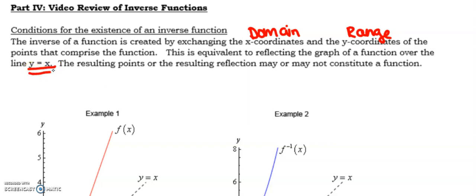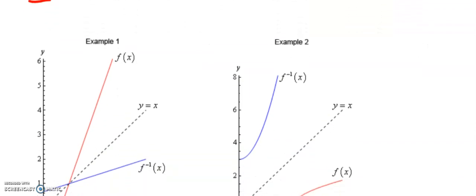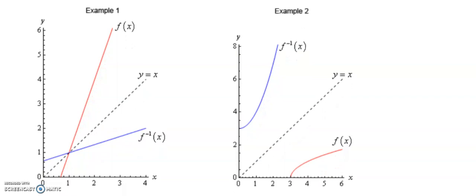So there's a mirroring happening. And it says the resulting points or the resulting reflection may or may not be a function itself. So every function has an inverse. Not all functions have an inverse that's also a function. Okay, kind of keep those things together in your head. You can find an inverse for anything. It just might not end up being a function.